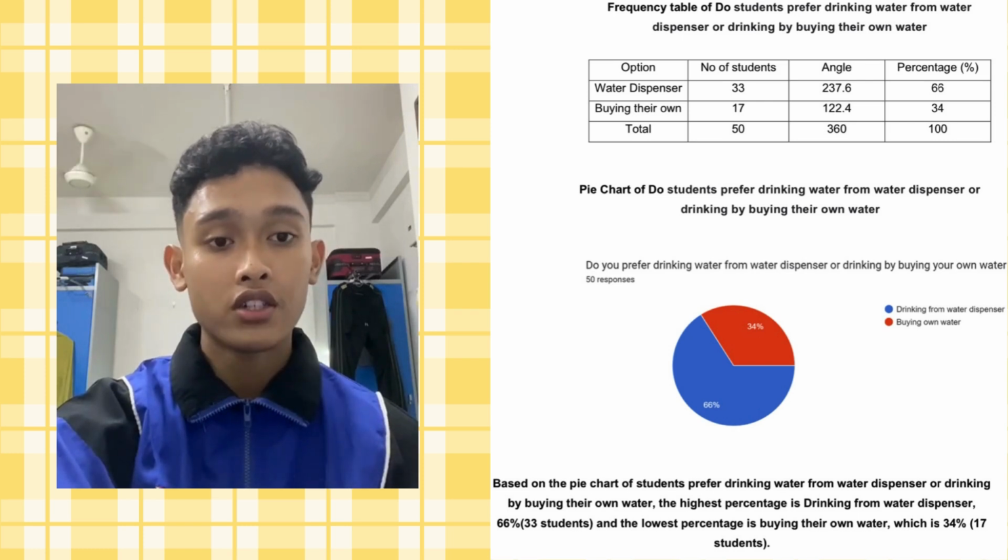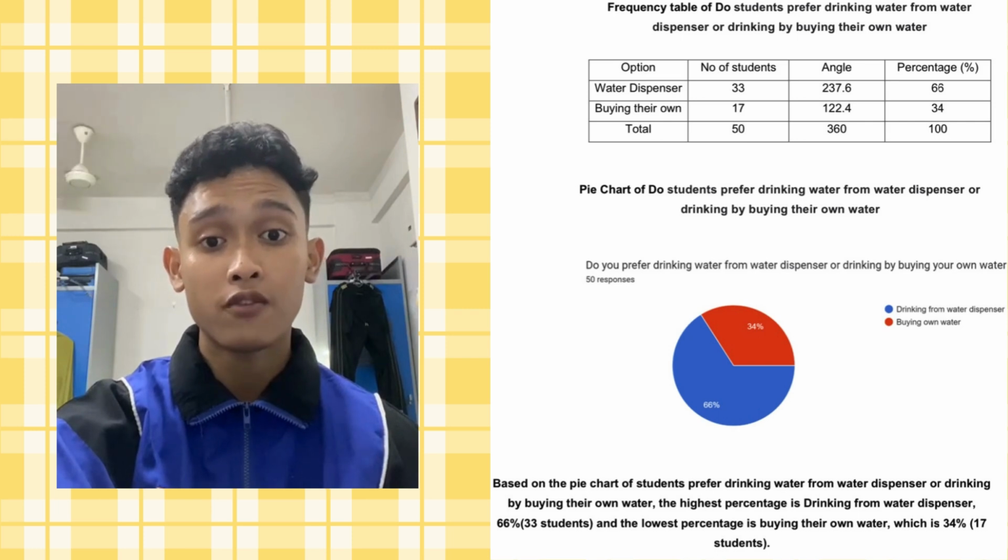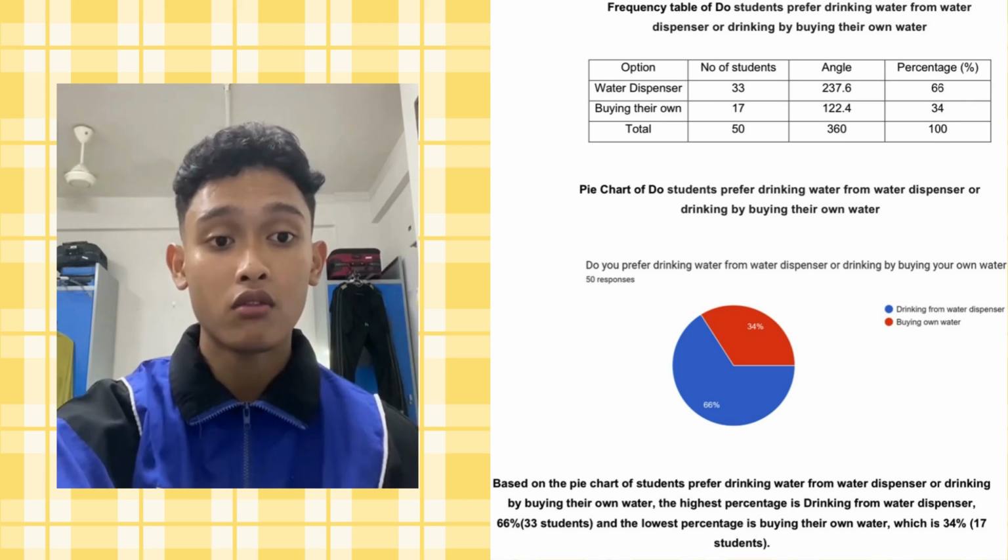So based on the pie chart, for students who prefer drinking water from the water dispenser or drinking water by buying their own water, the highest percentage is drinking from the water dispenser and the lowest percentage is buying their own water.